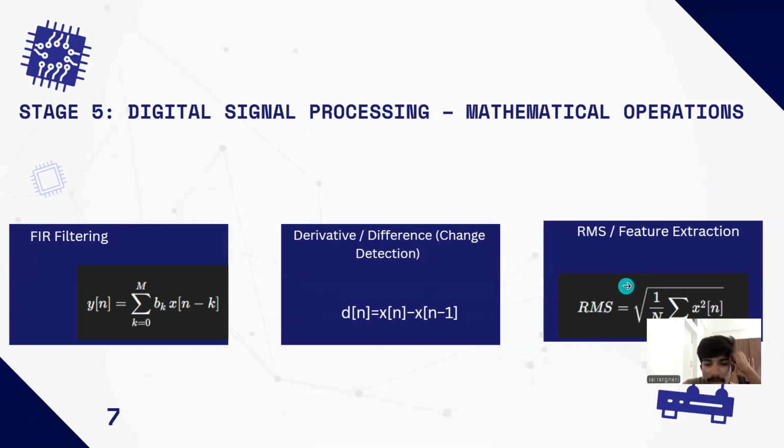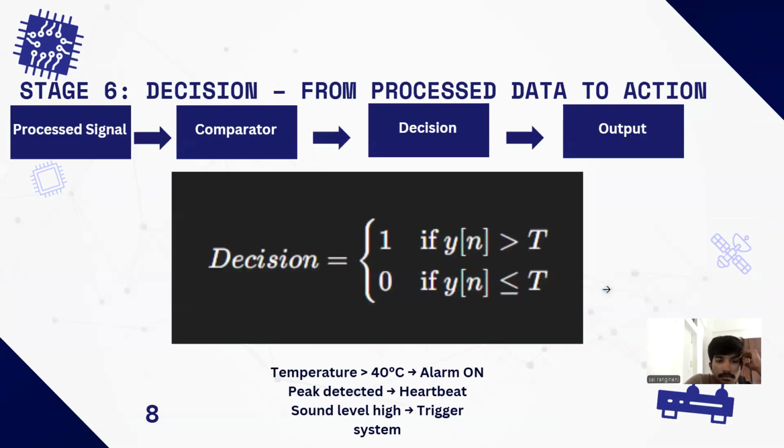All operations are addition, multiplication, subtraction, and comparison. There is no magic. Inside a DSP processor, there is a special unit called MAC, multiply and accumulate. This stage transforms raw numbers into meaningful information. You can see here FIR filtering, derivative or difference for change detection, RMS for feature extraction. Now we'll go to the next slide.